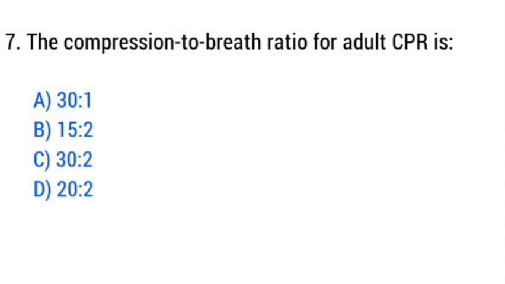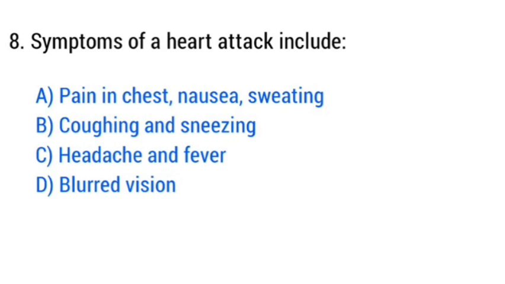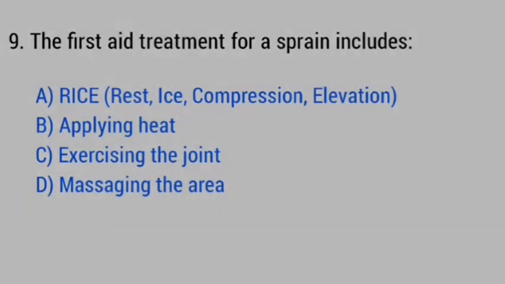The compression to breath ratio for adult CPR is: 30:1, 15:2, 30:2, 20:2. 30:2, right answer. Symptoms of a heart attack include: A. pain in chest, nausea, sweating; B. coughing and sneezing; C. headache and fever; D. blurred vision. Right answer is A. Pain in chest, nausea, sweating.